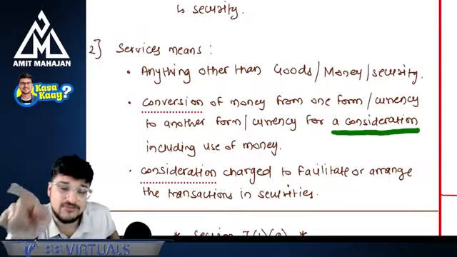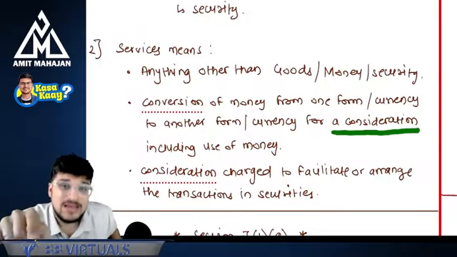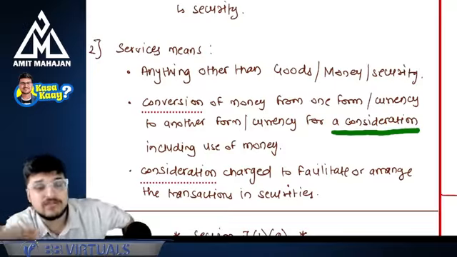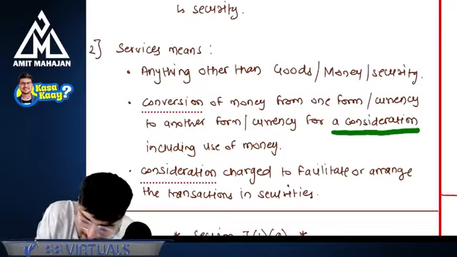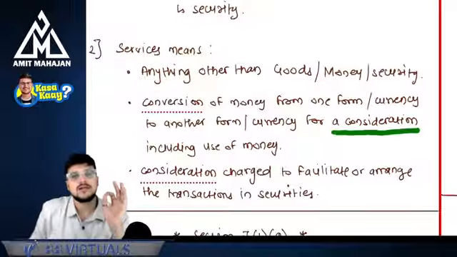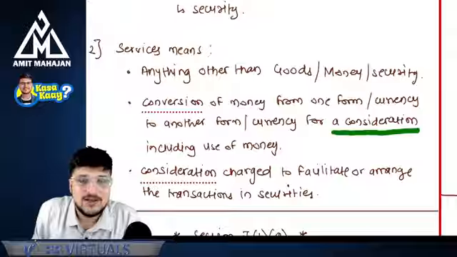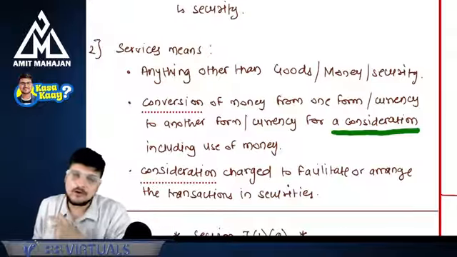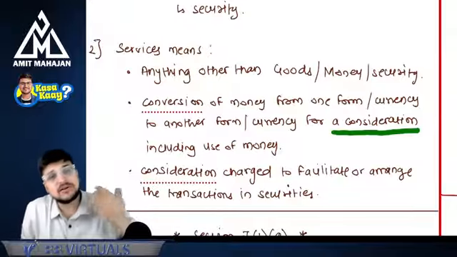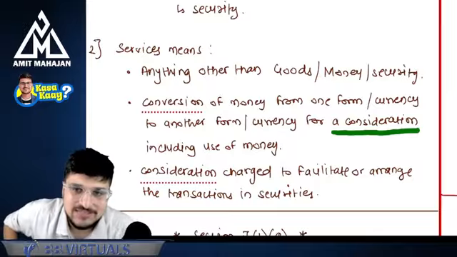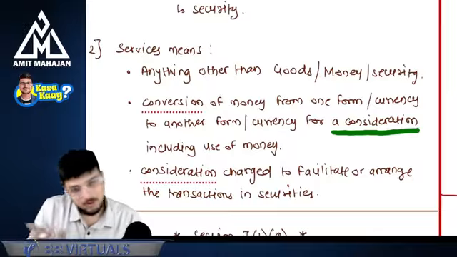It will be considered as supply of service. Why will it be considered as supply of service? Because services means anything other than goods. If this is not goods, it will be considered as what? Service. Which means sale of flat, of course, it is not goods. But as per the definition, it will be considered as supply of service. Yes, absolutely right.